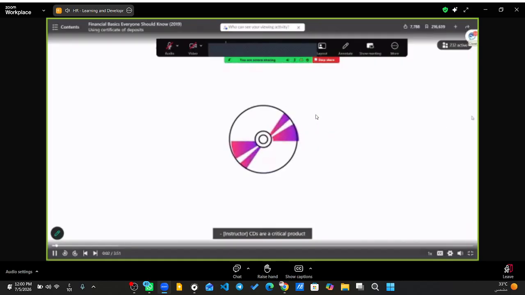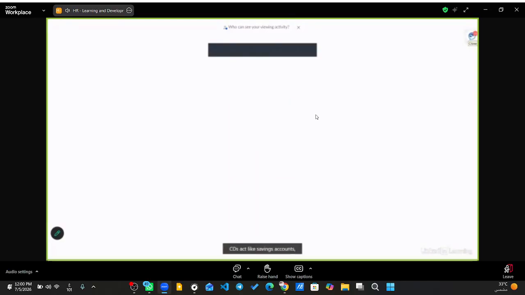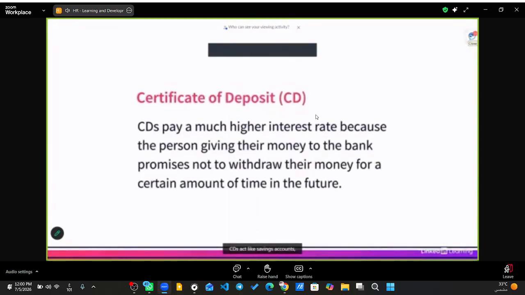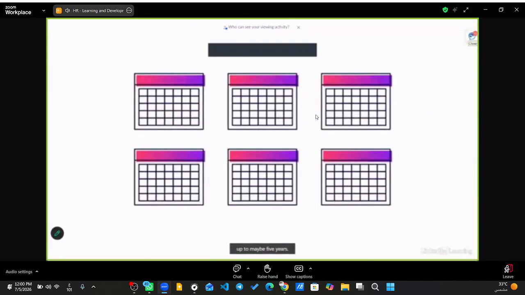CDs are a critical product for the U.S. banking system. No, I'm not referring to the old plastic discs that held music. Instead, I'm talking about a product called a certificate of deposit, or CD, as it's commonly referred to. CDs act like savings accounts, but they pay a much higher interest rate because the person giving their money to the bank promises not to withdraw their money for a certain amount of time in the future. This is often somewhere between 6 months up to maybe 5 years. The longer the term that the person locks their money up for, the higher the interest rate that they receive.